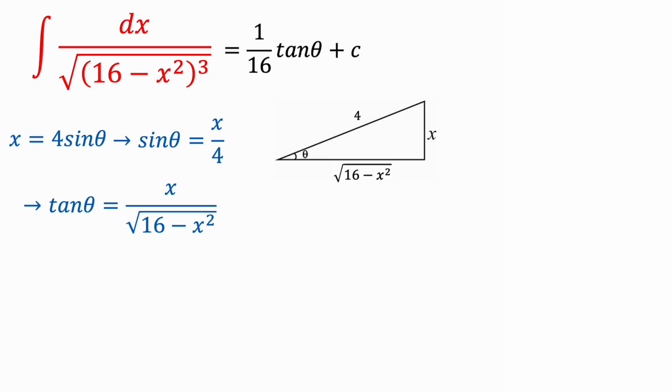It was 1/16 tangent theta. Therefore, the final result is 1/16 times x over the square root of 16 minus x squared. This is a really fascinating technique, but it takes some practice to master. It might feel new at first, but I'm confident that with more practice, you'll get it. Now let's move on to the next example.